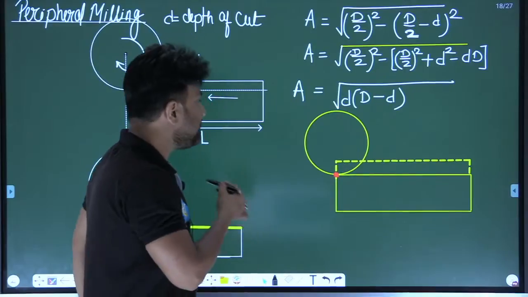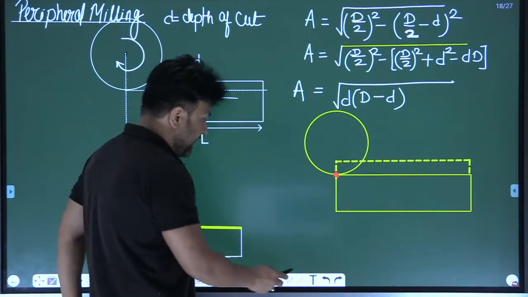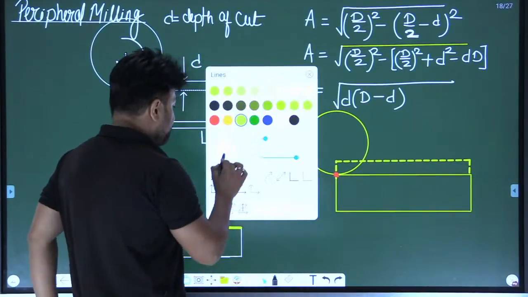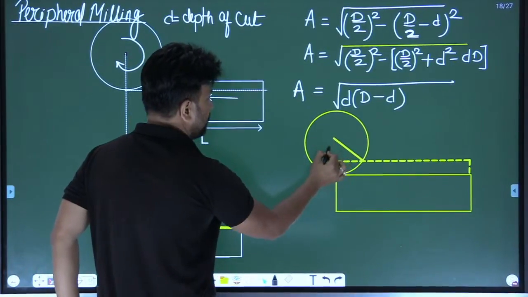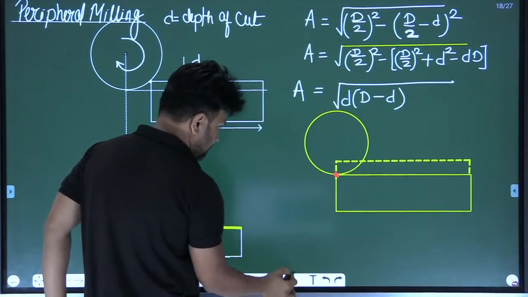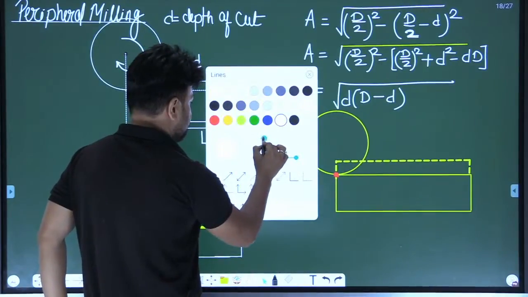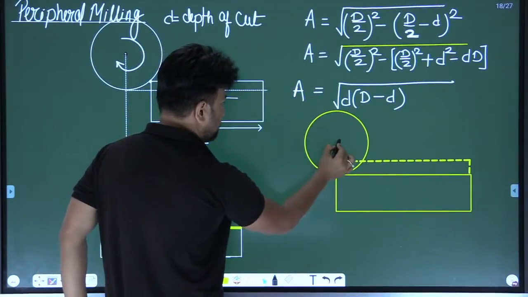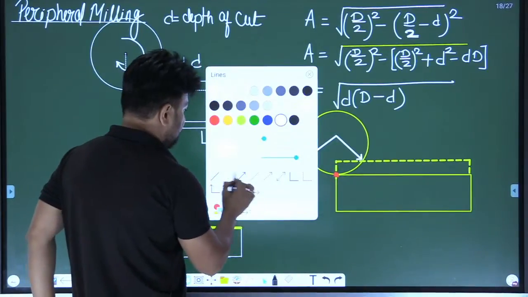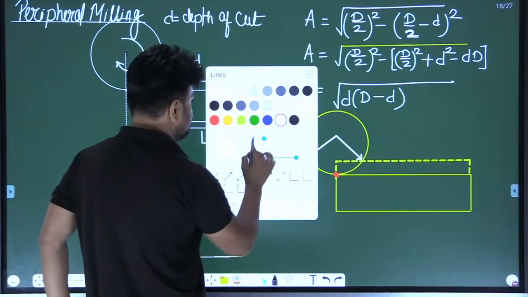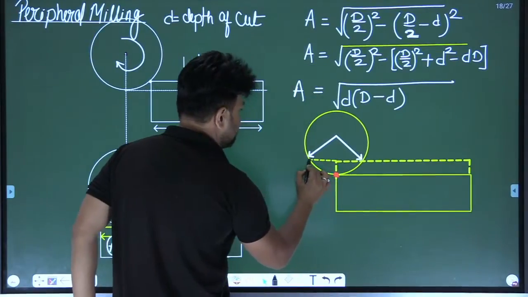So we have to travel the workpiece further. By how much distance? For safety, this is the center of the milling cutter. Let me draw again. This is the center of the milling cutter, as you know. And this is what, my dear?